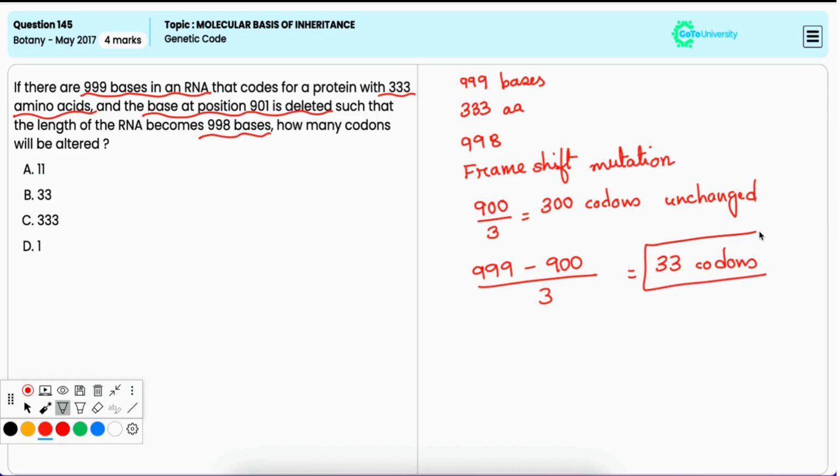Since the deletion shifts the reading frame, all these 33 codons from position 901 onward would be altered. So the correct answer is option B.